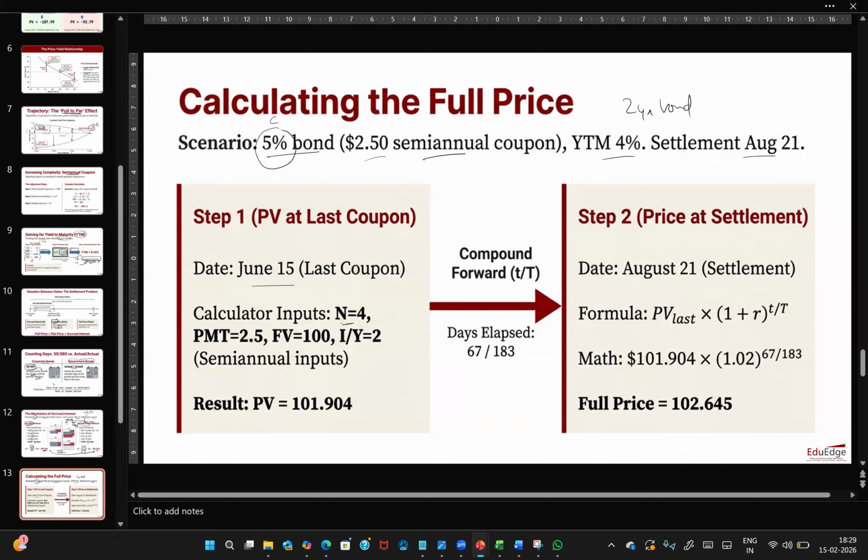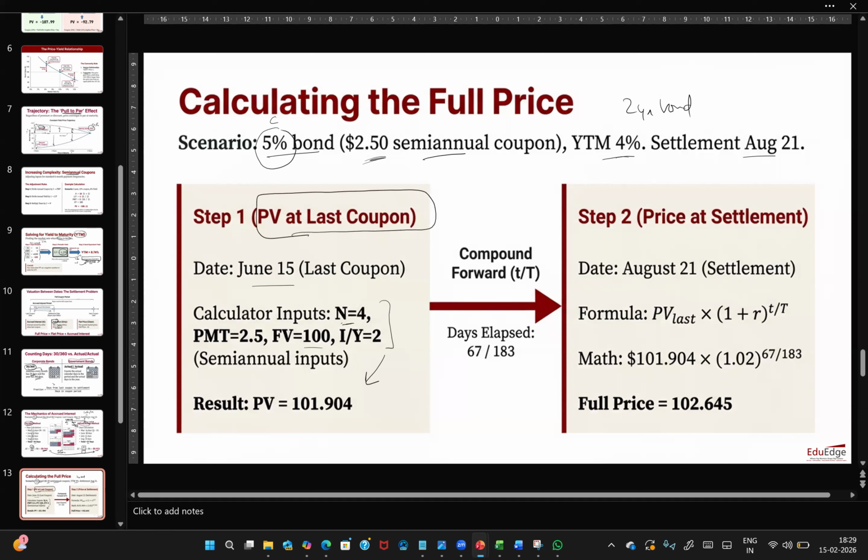PMT is 2.5, and that is because that's your semi-annual coupon. Par value is 100, and I/Y is 2 because the yield is 4%. Okay. If I give all of these inputs, I get a price on the bond. Now, this price on the bond is basically the price today, which is the price at the last coupon.